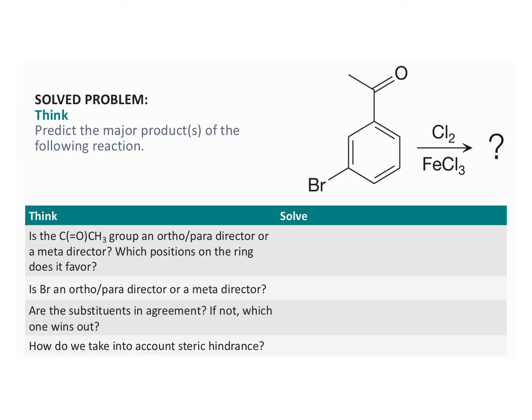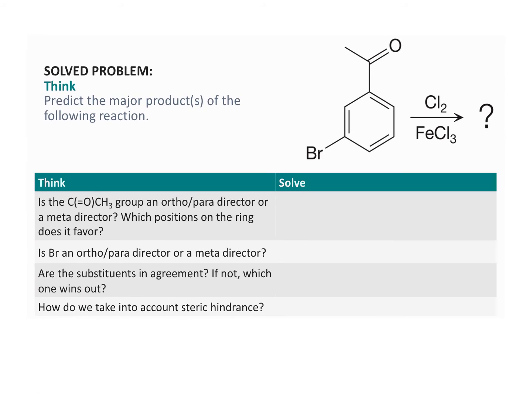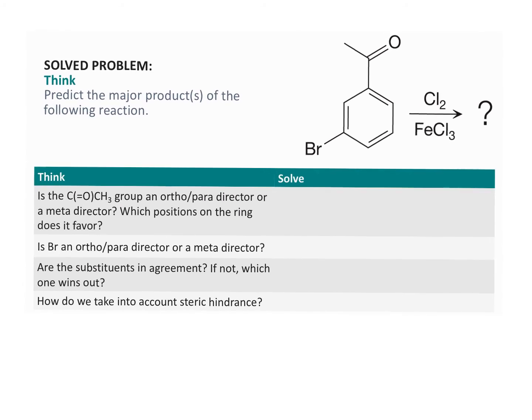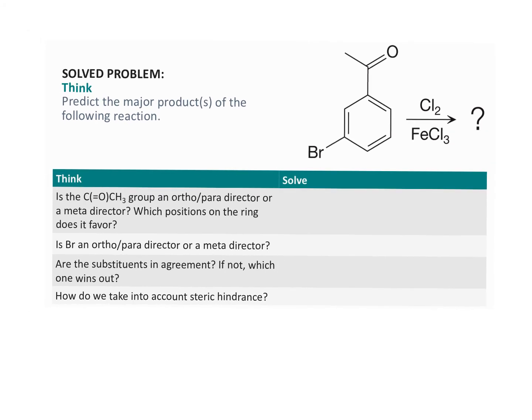So let's do an example. We are going to predict the major products of the following reaction. When I look at this, first off, big thing, I have a benzene ring, and we really need to pay attention when we have benzene rings because of the substitution. Then the next thing I need to say is, I've already got things attached to my benzene ring. Is this C double bond O CH3 group an ortho-para director or a meta director? It turns out it's a meta director.